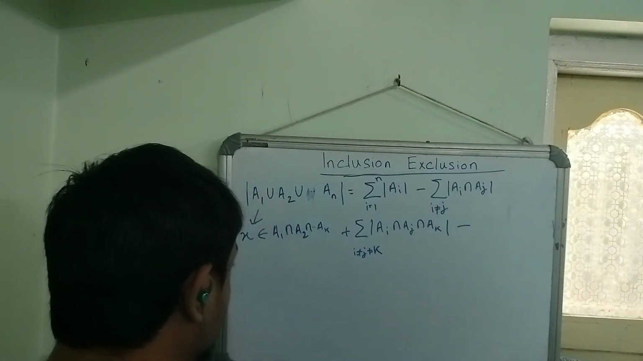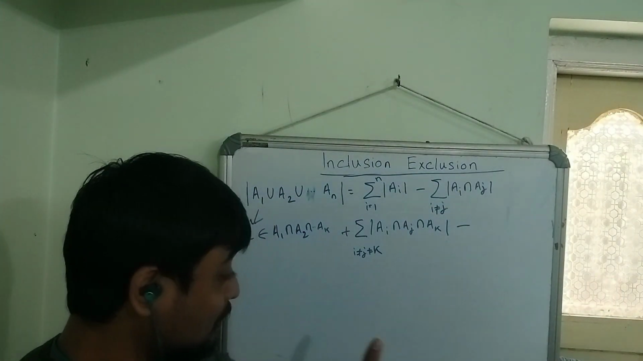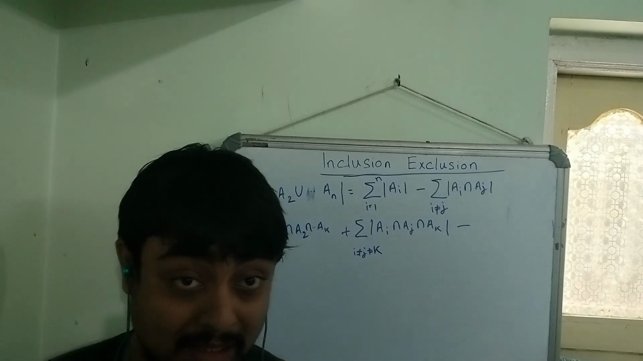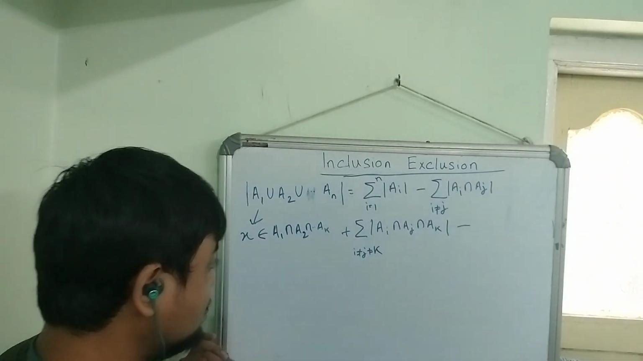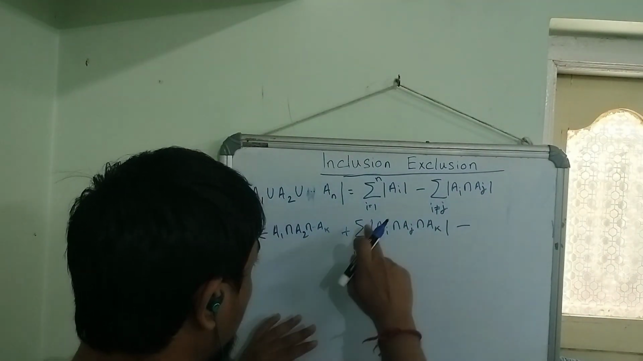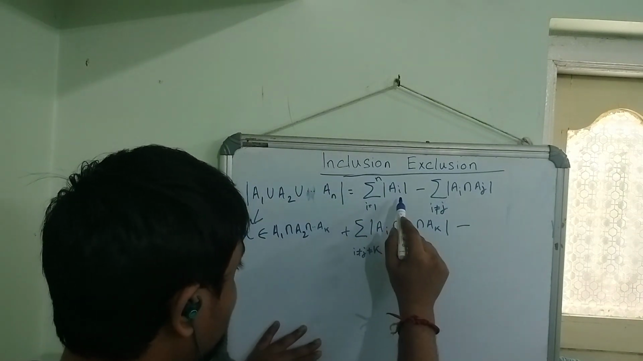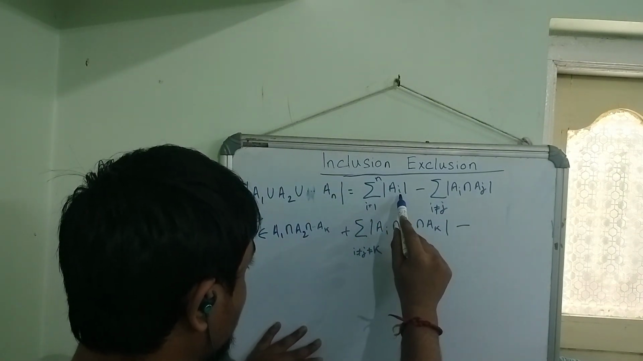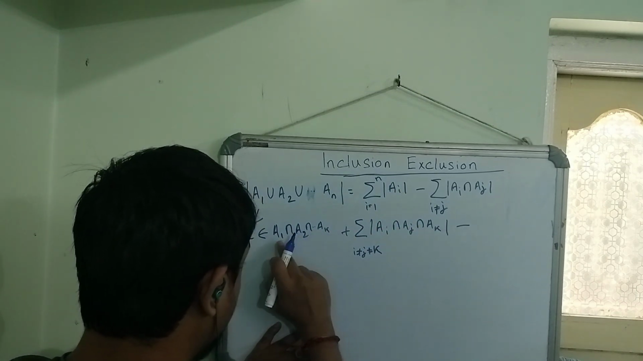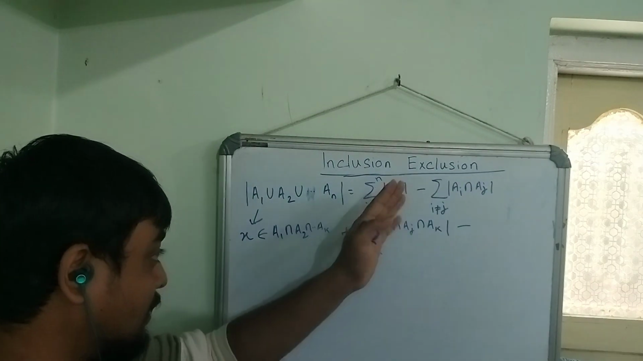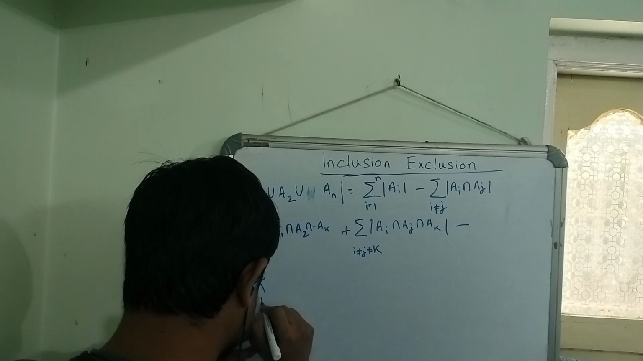I am going to prove that this x is counted here in the RHS exactly once. That is the main theme of the inclusion exclusion principle. Everything should be counted exactly once. So how many times is it counted here? If ai belongs to a1 to ak, then it will be counted. Otherwise, it is not. So here it is counted k choose one times, right?